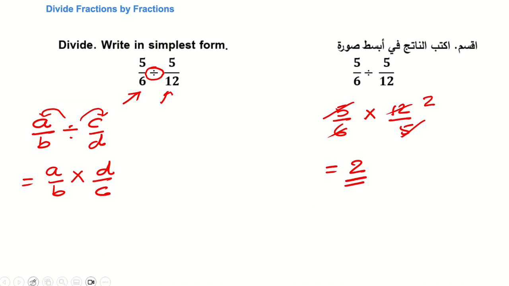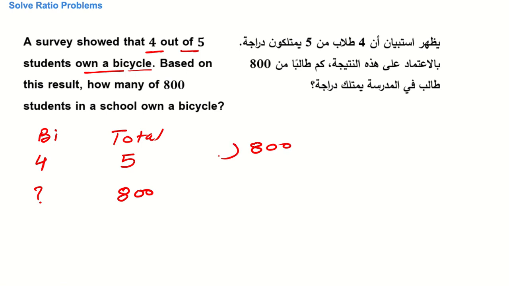Okay. Now, next question can be, a survey showed that 4 out of 5 students have a bicycle. Just try to read the question carefully and then you can do it very easily. I am writing in short here, it is bicycle and it is total. So 4 students from 5 students have a bicycle, and if there are 800 students in total, how many will have a bicycle? Now, this can be very easy for you. Just divide 800 by 5.